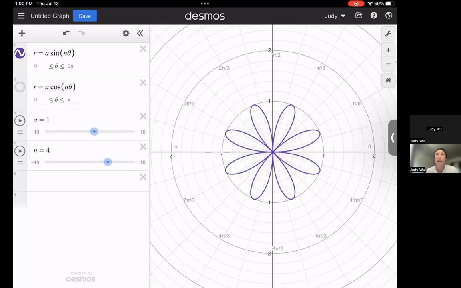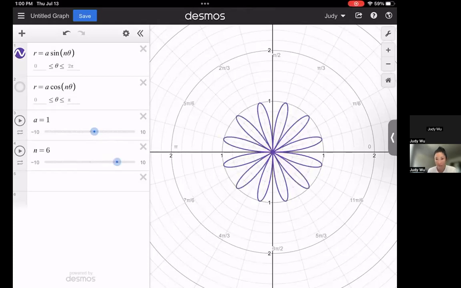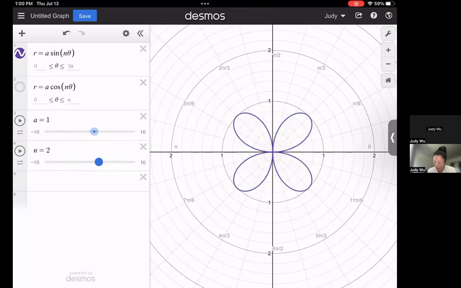If we have 4 petals when n is 2 and 8 petals when n is 4, what do we think we're going to have when n equals 6? I'll give you a moment to count those. We should end up with 12. It looks like n talks about the number of petals. Let's go back to a more manageable petal size, 2 or 4 petals.